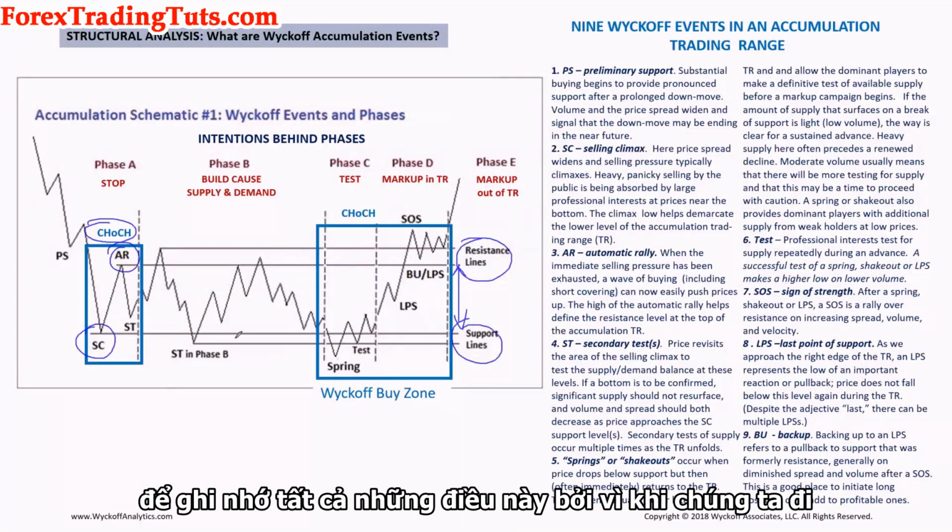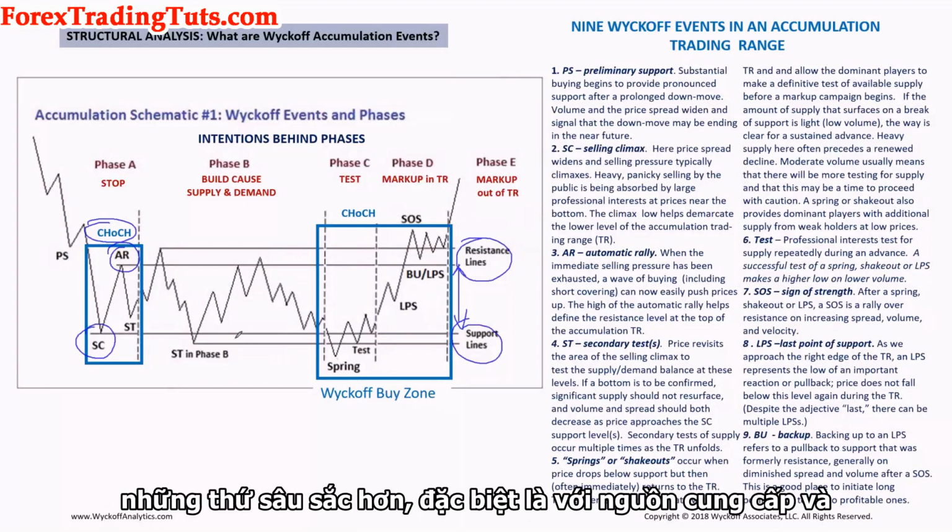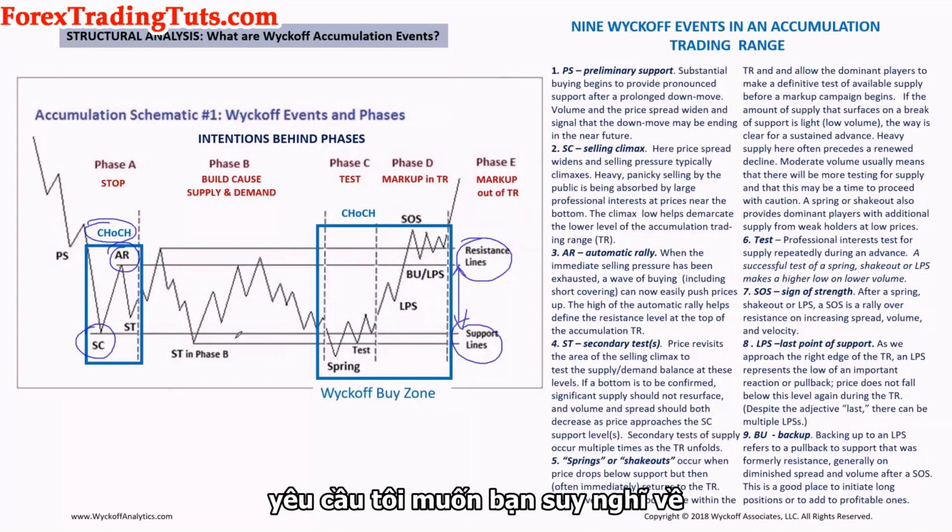I want you to memorize all of this because as we go along and we're going to go into much deeper stuff, especially with supply and demand, I want you to think about the definitions. I want you to know them. So very valuable information with the resistance and the support lines.